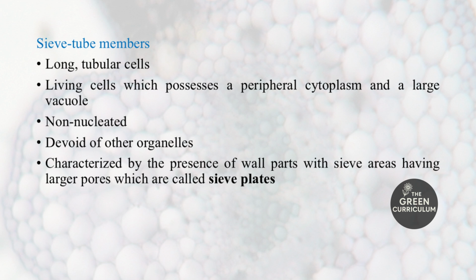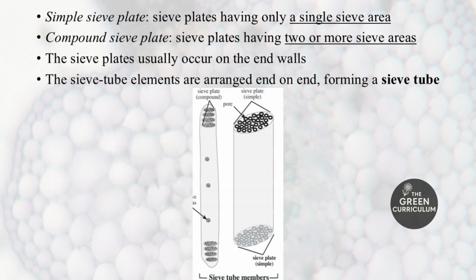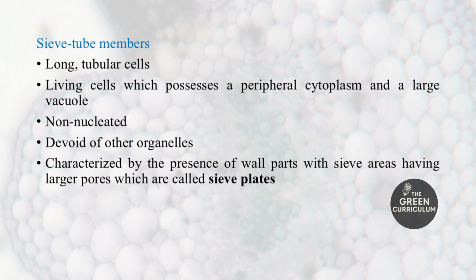Then coming to the sieve tube member, it is a long tubular cell. Here is a picture of sieve tube members. It is an elongated, tubular cell, and they are living cells. It is living, but it is non-nucleated. There is no nucleus and other cell organelles which are essential to maintain the cell in living condition. So the sieve tube member is devoid of cell organelles, but it is living.